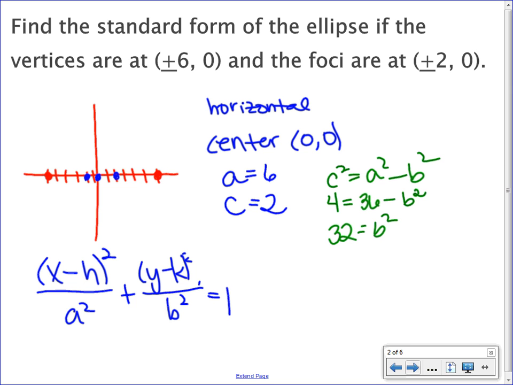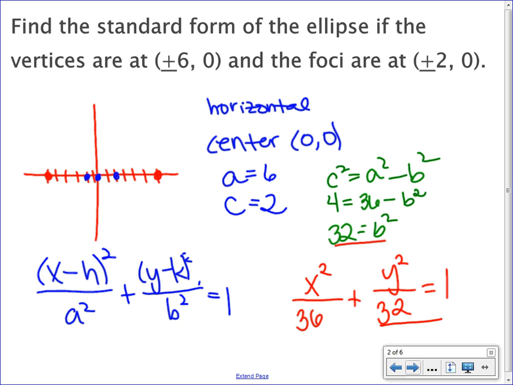So what we have, x minus h squared over a squared, which is 36. It doesn't matter what B is, all it's asking me is the standard form of the equation. So it doesn't ask to graph it. We're just using the graph to help us. We don't actually need to complete the graph. Plus y minus k squared over b squared, which is 32, equals what?